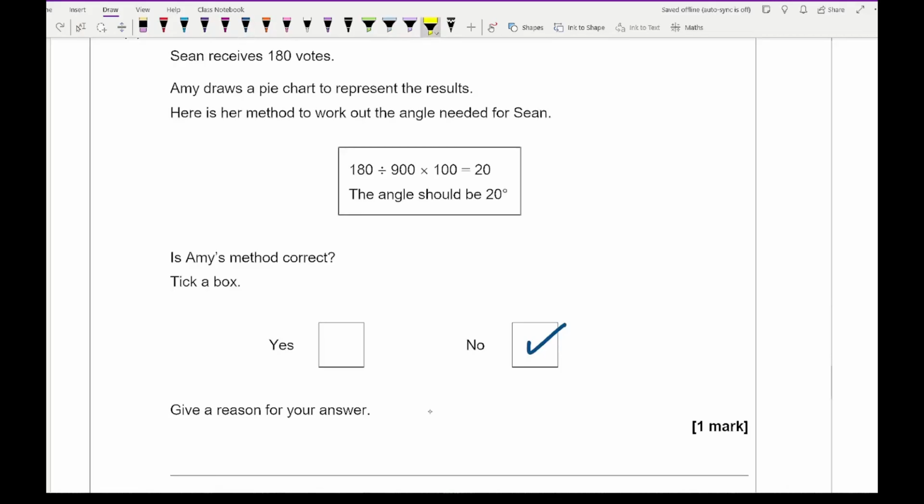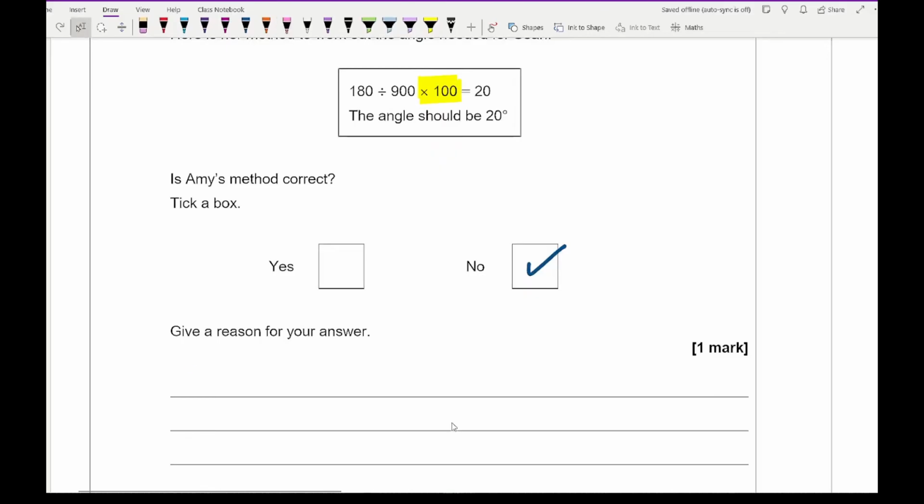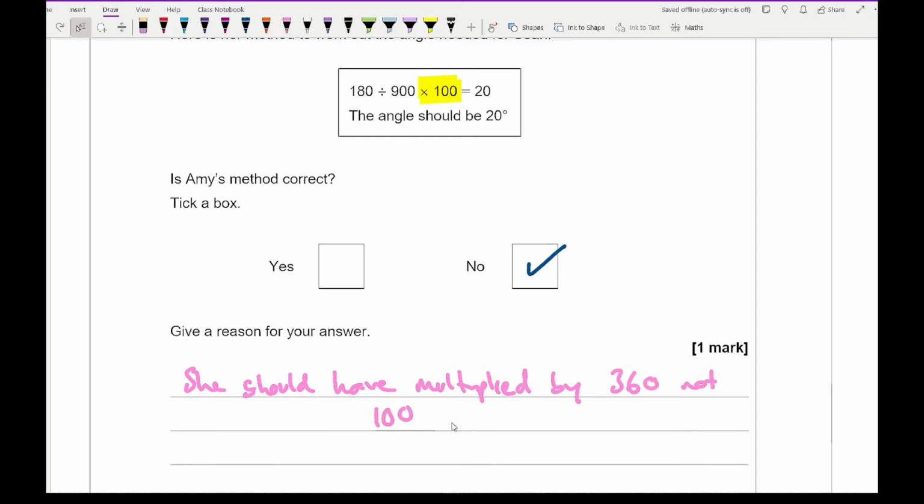and the reason why it's no is because when you're doing angles, you need to multiply by 360, not 100. So here, in terms of giving a reason, you could write that she should have multiplied by 360, not 100. I should write: Amy should have multiplied by 360, not 100.